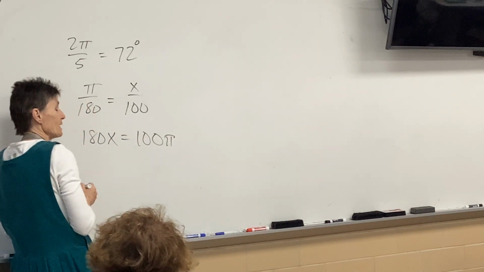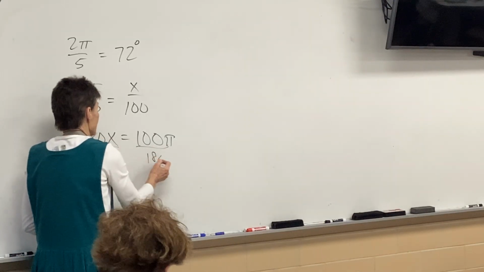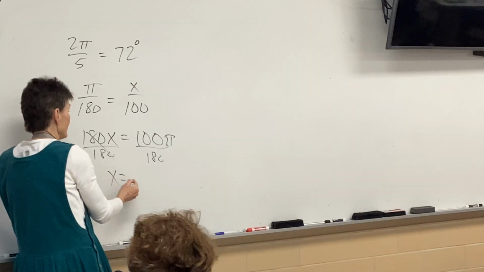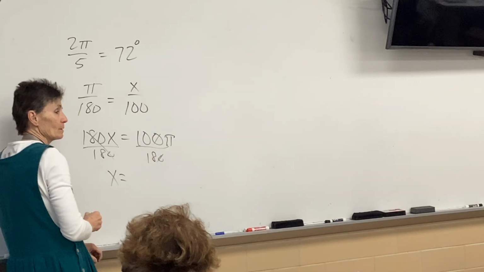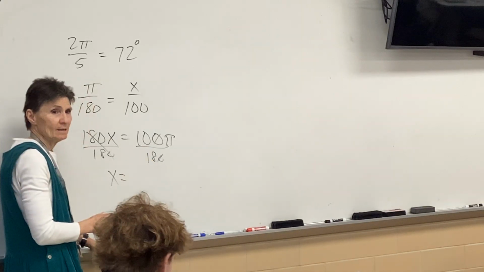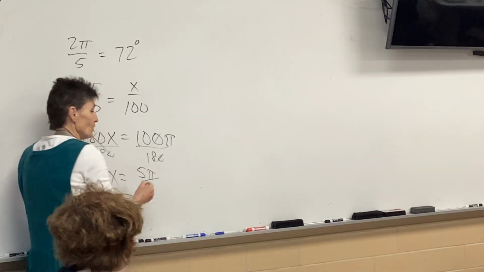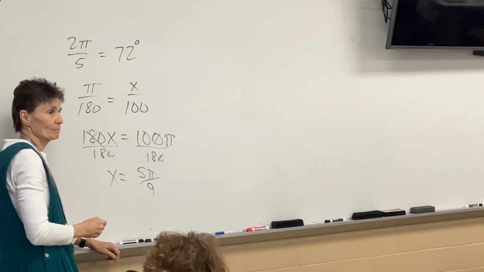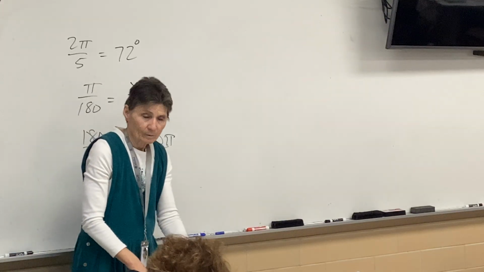Someone was in here this morning having a little bit of trouble with that. Remember, you're solving for x, so you're going to divide by 180. And then we'll reduce our fraction. So now I have 10 over 18, which is 5 over 9. Right?